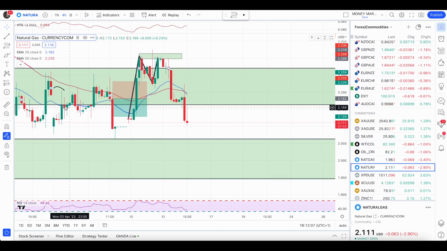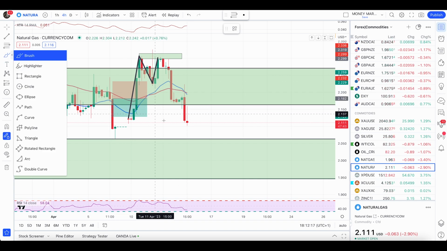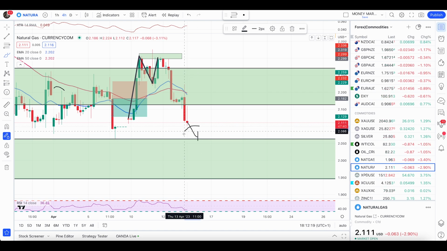Right here, currency.com, we have the zone a little bit below, so we can still expect a price to push down here, which is 2.064. If price hits this zone, from here I will look for my buying condition.